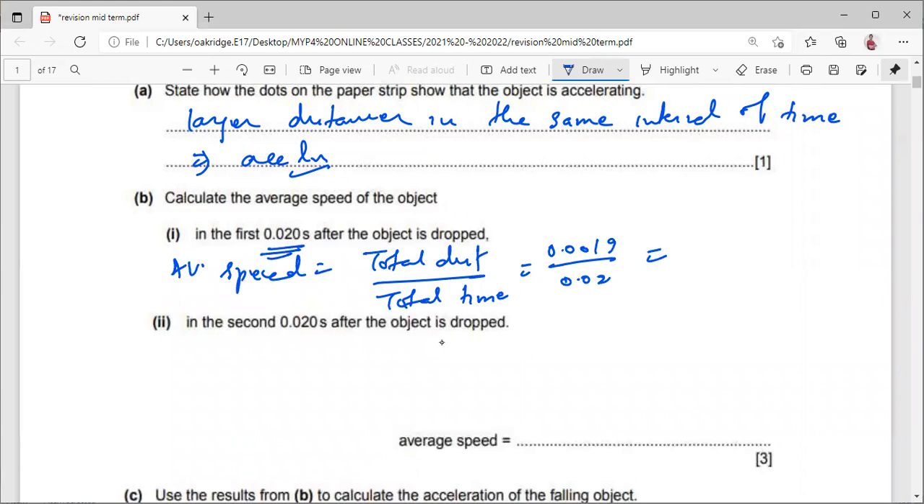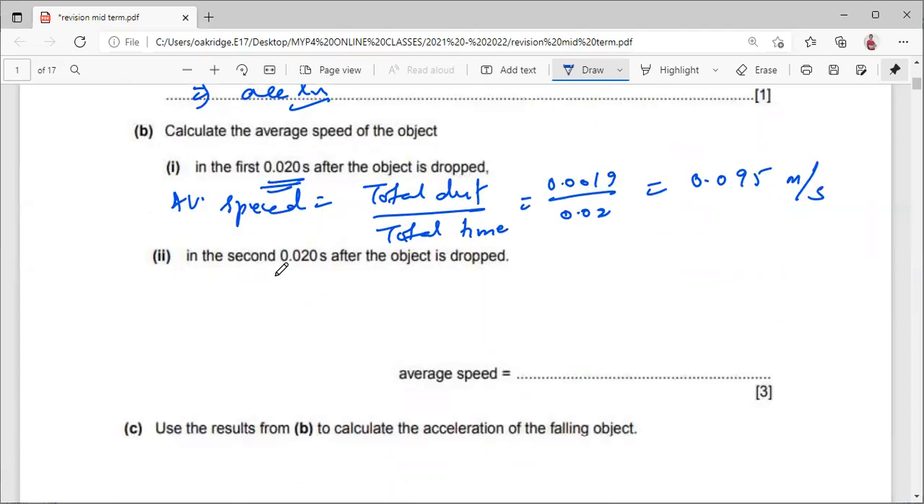So whatever answer you get here, let us calculate this value. Let me use my calculator. Just give me a moment. Okay, my calculator is on. Right. So 0.0019 divided by 0.02. The answer is 0.095, and the unit here is meter per second. Remember, you should write the unit, otherwise you will miss the mark over here.